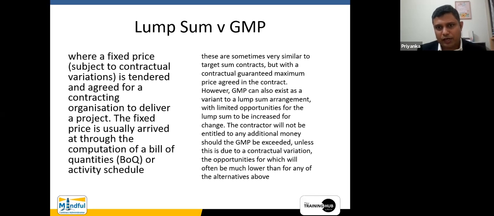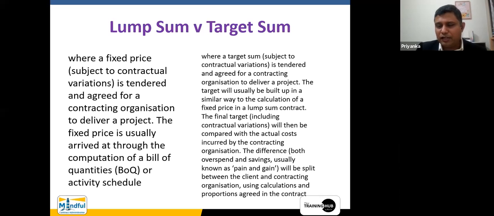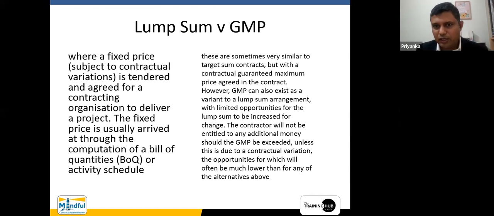So a GMP type of contract is very similar to target sum, but with a contractual guaranteed maximum price agreed in the contract. The difference is that in the previous one, the guaranteed maximum price is not a contractual obligation. Here it says GMP can also exist as a variant to a lump sum agreement with limited opportunities for the lump sum to be increased for change. The contractor will not be entitled to any additional money should the GMP be exceeded, unless this is due to a contractual variation. The opportunities for which will often be much lower than for any of the alternatives above, I'm talking about the previous alternatives.